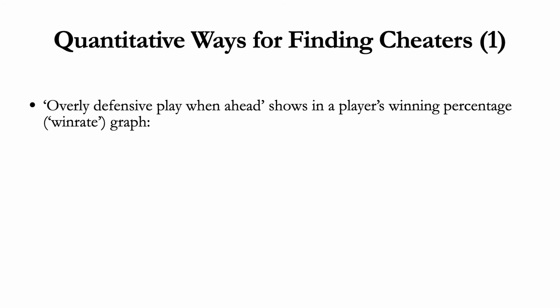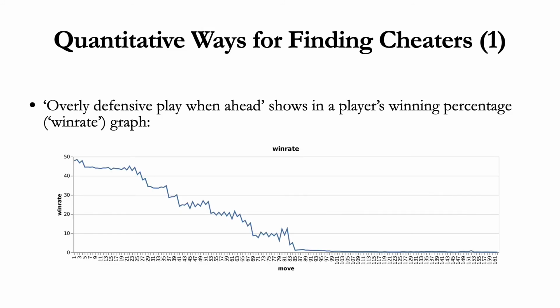We used a Go AI called Katago to extract various kinds of data from played games and then analyze that data for patterns. Firstly, we found how defensive play when ahead shows in the player's winning percentage or win rate. A win rate graph looks like something like this.